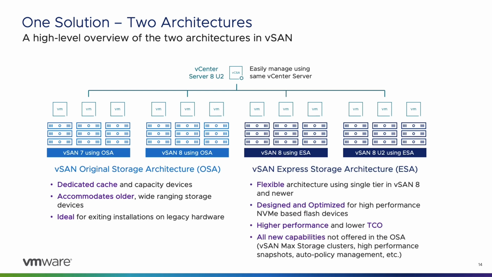How does the vSAN Express storage architecture compare with the classic storage architecture of vSAN? At a high level, the original storage architecture of vSAN was a 2-tier architecture designed to accommodate a widely ranging set of older storage devices. While the vSAN Express storage architecture in vSAN 8 is a single-tier architecture optimized for high-performance NVMe-based TLC flash devices for both on-premise environments and for public cloud hyperscalers. With vSAN 8, VMware gives you the opportunity to select which architecture best suits your existing hardware, while allowing you to deploy new clusters with unprecedented levels of performance.